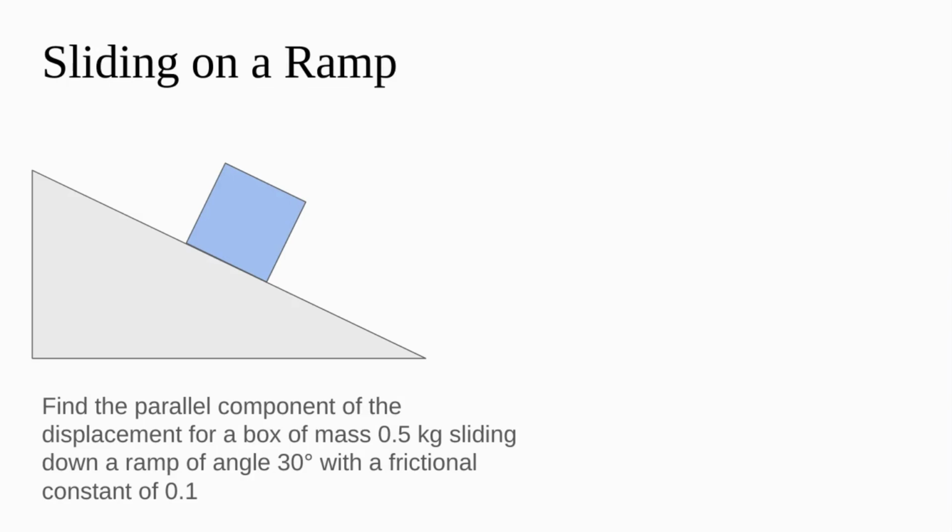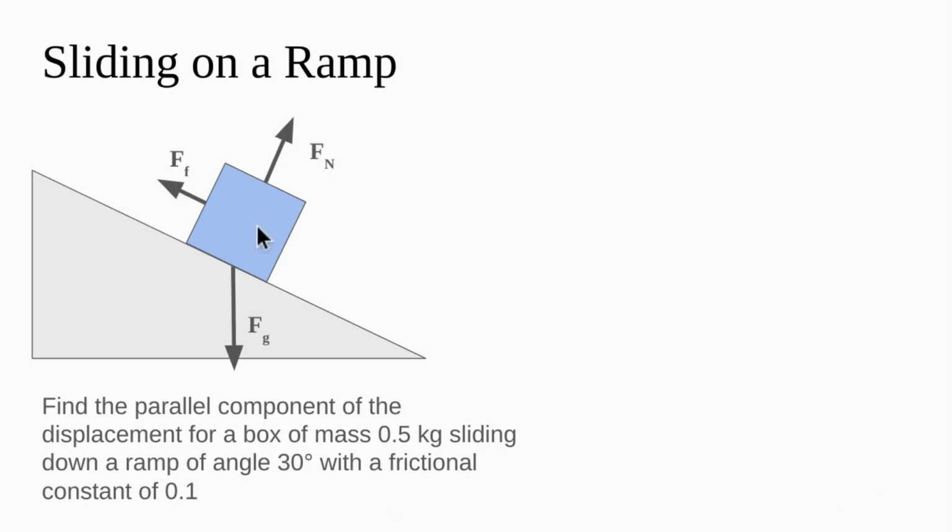So the problem we're going to be solving here is a simple ramp motion problem, as I said. And this one asks us to find the parallel component of the displacement for a box of mass 0.5 kilograms sliding down a ramp of angle 30 degrees with a frictional constant of 0.1. And so we're just going to be going through this problem and solving it together.